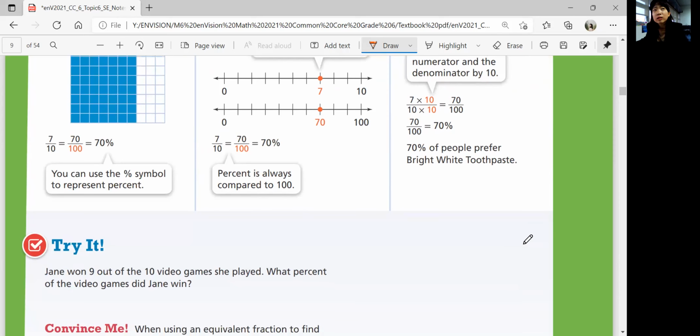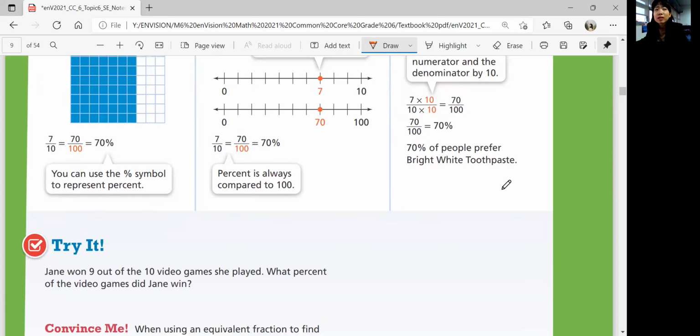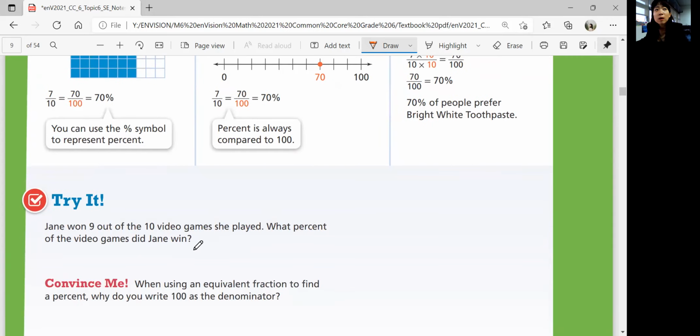So that's how you can represent percentages, okay? There are multiple ways to get to that idea. You can use the grid, you can use the number line, or you can use equivalent fractions to figure out the percentage. Let's look at Try It. Jane won 9 out of 10 video games she played. What percent of the video games did Jane win?